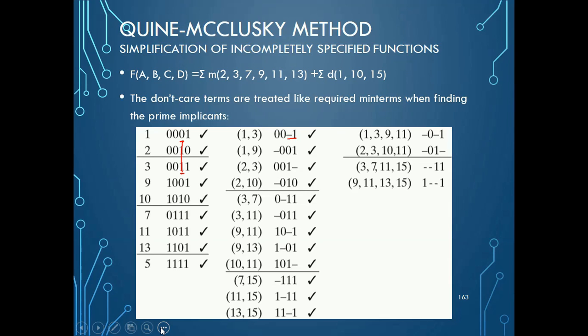That is, we have to write the prime implicant chart, is it? So that's why we are going to include these particular terms in the next stage. So remember that 1, 3, 9, 11, 2, 3, 10, 11, 3, 7, 11, 15 and 9, 11, 13, 15 are the different combinations we are going to consider for the next chart.